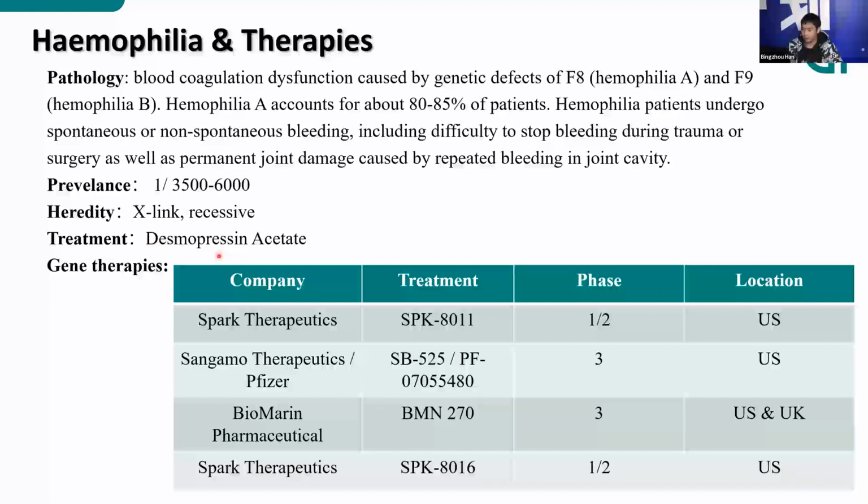Other companies like Spark or BioMarin have also developed gene therapies to overexpress factor 8 or factor 9. The ones I listed here are mainly factor 8 therapies to treat hemophilia A, using adeno-associated virus vectors to express this gene in the human body to cure hemophilia A.